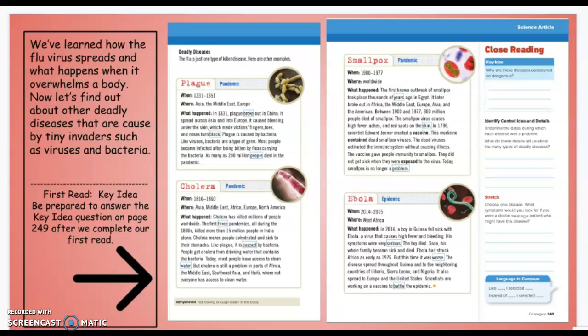What happened? In 1331, the plague broke out in China. It spread across Asia and into Europe. It caused bleeding under the skin, which made victims' fingers, toes, and noses turn black. Plague is caused by bacteria. Like viruses, bacteria are a type of germ. Most people became infected after being bitten by fleas carrying the bacteria. As many as 200 million people died in the pandemic.